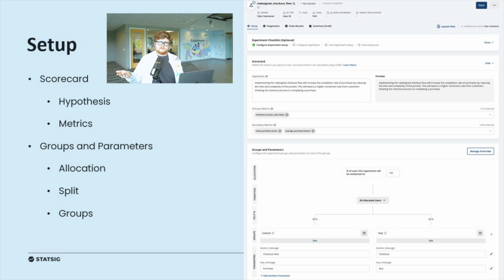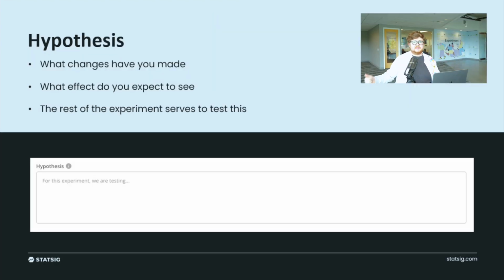Along similar lines, we're going to ask you for a hypothesis, we're going to ask you what you're measuring, and we're going to ask you what it means to be in the test or control group. So let's start out with hypothesis. This is something that you probably already have, even if you haven't spelled it out so explicitly. You've gone through the work to make some change. You probably made that change for a reason. That reason is generally your hypothesis. So we're going to ask you to describe A, what change you made, and B, what effects you expected to see. And the whole rest of this process is really just us validating if your change has caused those effects.